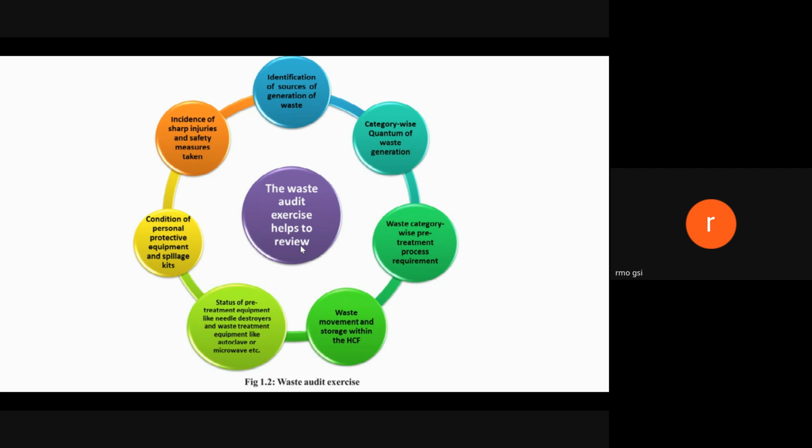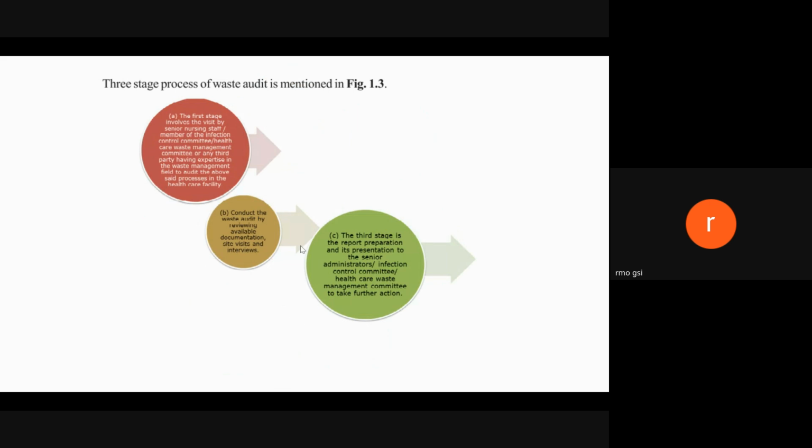Your audit can also help with this. The status of pre-treatment equipment like needle destroyers, waste treatment equipment like autoclave, microwave, and so on. The condition of personal protective equipment and spillage kits. Incidence of sharps injury and safety measures taken. So these all are part of your waste audit exercise. This may be your parameter to audit waste management in your healthcare facility.